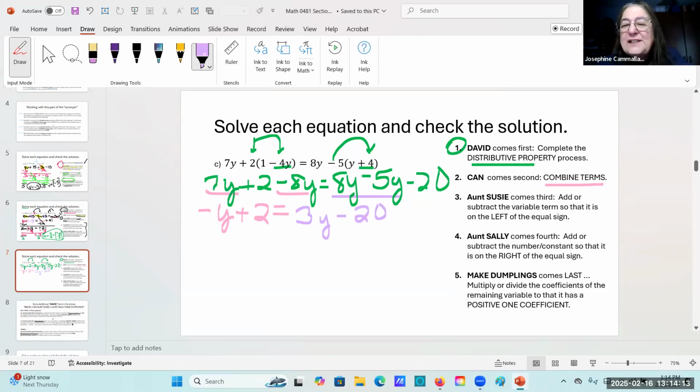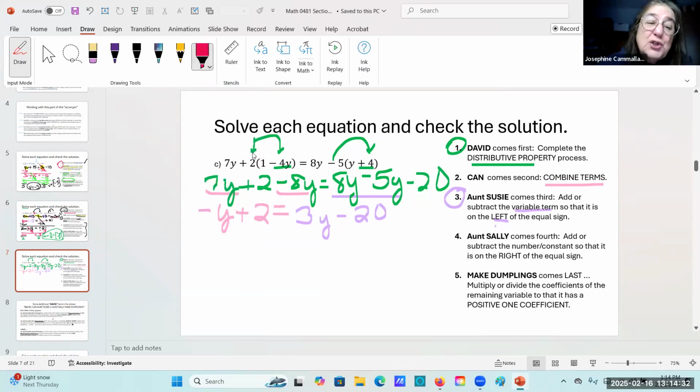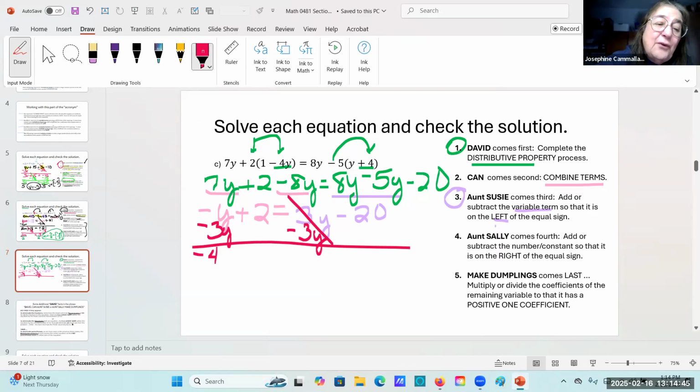Now, this is a perfect situation of this third step. Now, I like to get the variable terms to the left. Now, that means I add or subtract. Well, I am going to choose to subtract 3y. This is going to cancel, and I'm going to get a negative 4y plus 2 is equal to negative 20.